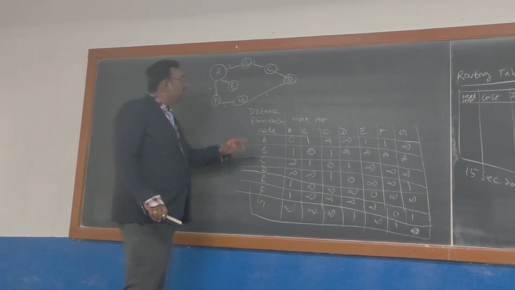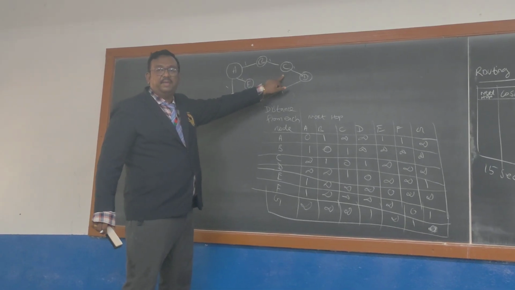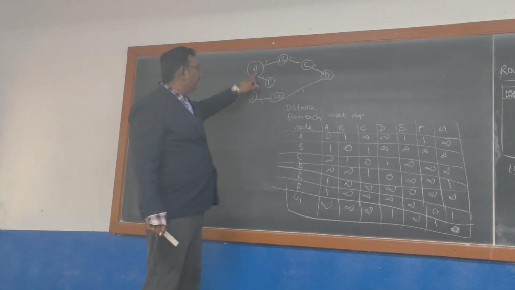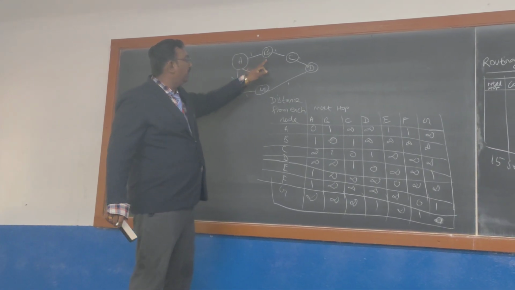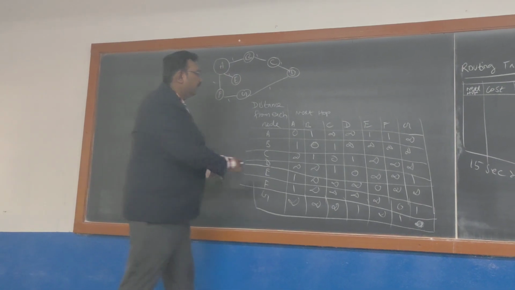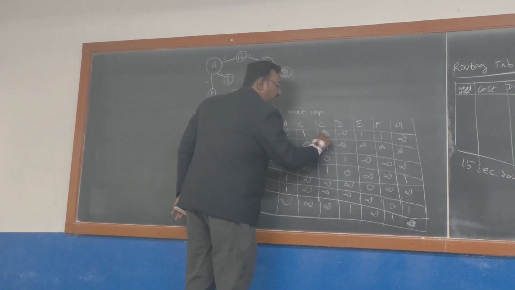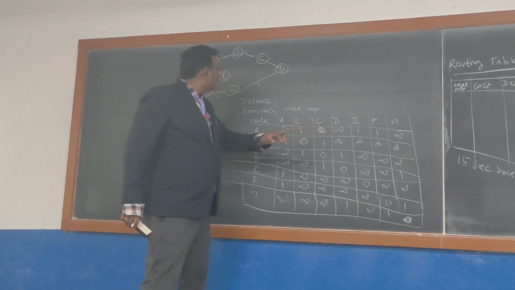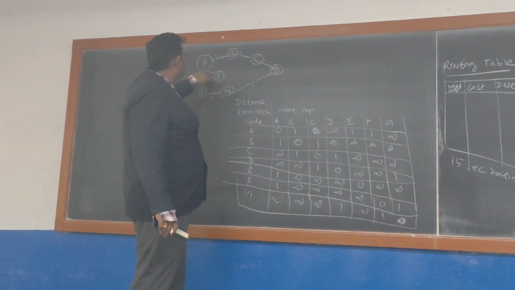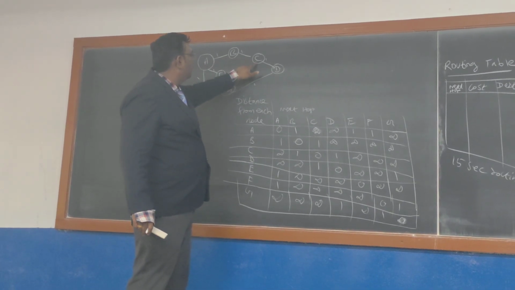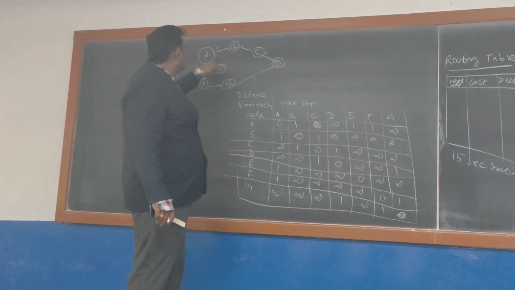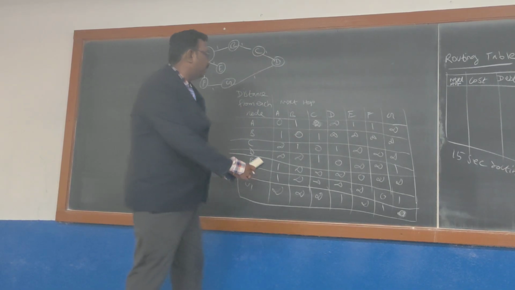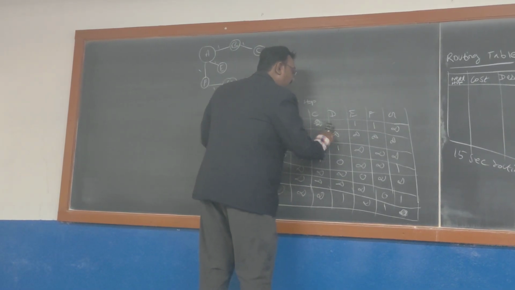Come to A to C. From A to C you don't have a direct path. Clear? So you are going to have a next hop. How many hops are you going to travel? From A to B 1, B to C 1. So to reach from A to C it is going to take a cost of 2. So you are going to put 2. Same like that from A to D. What is the path available? A to B, B to C, C to D. What is the cost? From A to B it is 1, B to C it is 1, 1 plus 1, 2. C to D is 1, 2 plus 1, 3. So here you are going to have a value of 3.